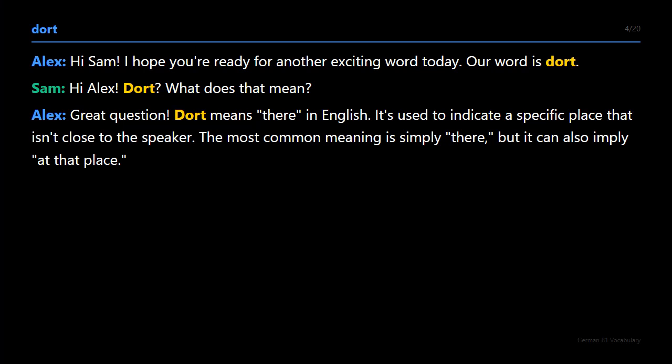Hi Alex. Dort. What does that mean? Great question. Dort means there in English. It's used to indicate a specific place that isn't close to the speaker. The most common meaning is simply there, but it can also imply at that place.